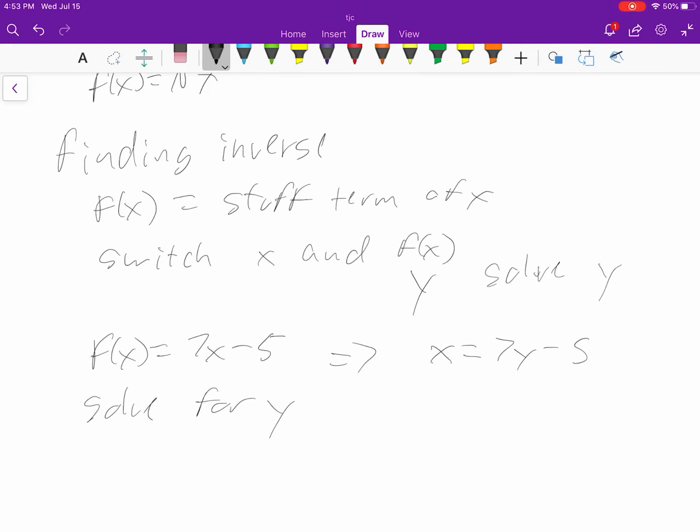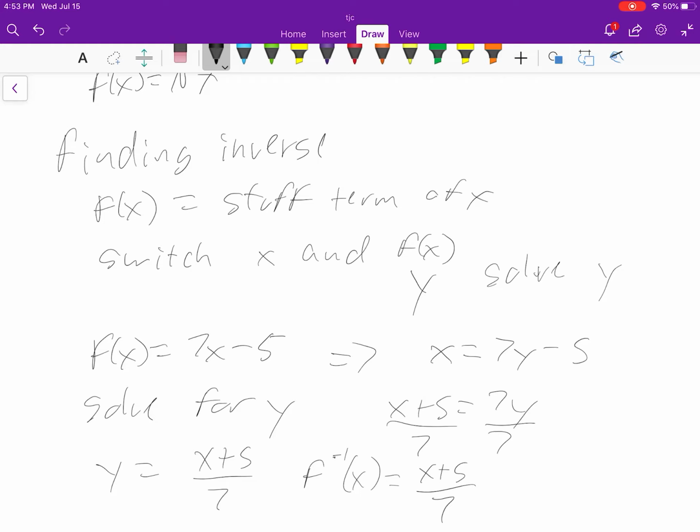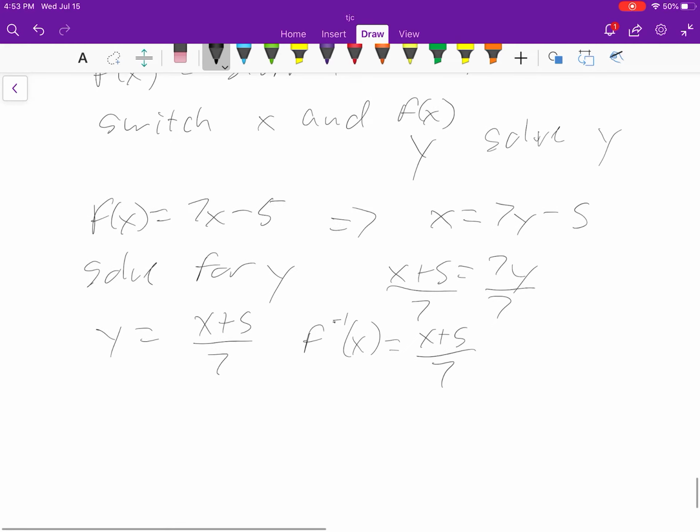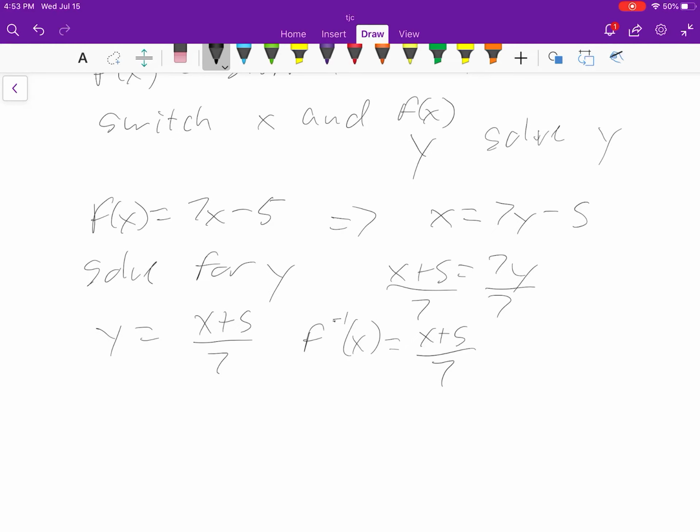When you solve for y, you're going to add 5 to both sides, right? So you're going to get x plus 5 equals 7y, and then divide by 7. And you get y equals x plus 5 over 7. And this will be your inverse. Inverse function of x is x plus 5 over 7. That is your inverse. Let's see if it actually works out.